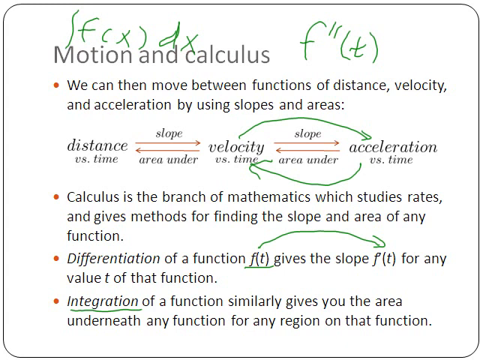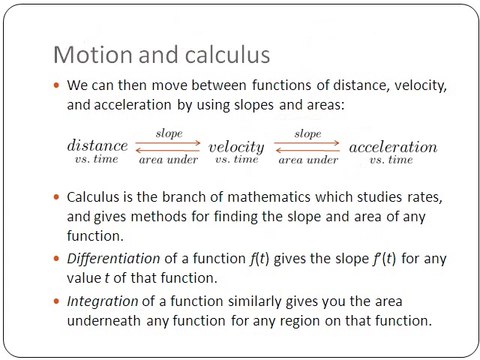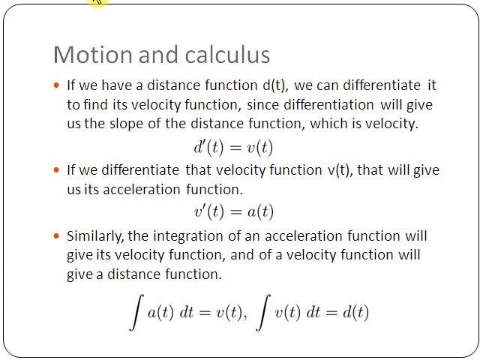But how is this helpful? To take a look at that, let's see what we've got. If we have a distance function, d of t, this is what we're going to start with here. We can differentiate it to find its velocity function, since differentiation will give us the slope of a distance function, which is velocity. So we have a distance function, d of t. If we differentiate it, find d prime of t, that will give us the velocity, v of t. That function right there. All right, so that's what we've got here.